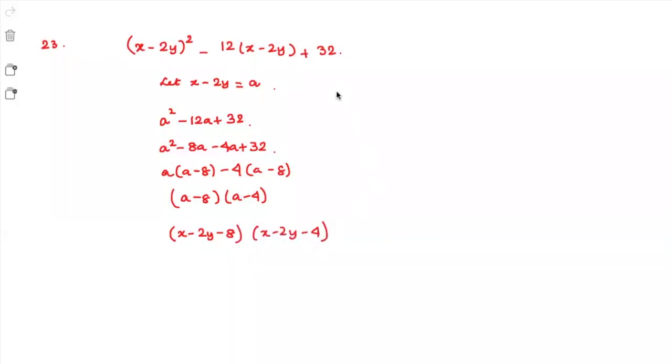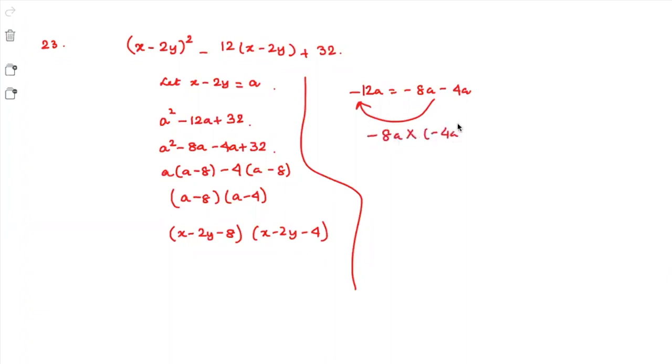Now here there are two things to be considered. If you want to do it as it is, you can do that without replacing x minus 2y equals to a. If that is convenient to you, you can do that. Secondly, why did I take minus 12a as minus 8a minus 4a? Because minus 8a minus 4a gives us minus 12a, and minus 8a into minus 4a gives us 32a square, which is the same as 32 into a square.